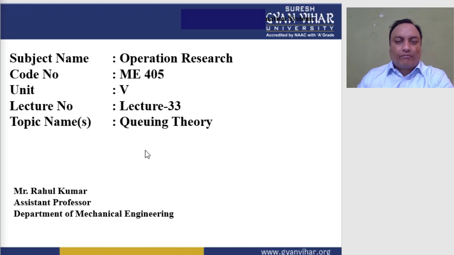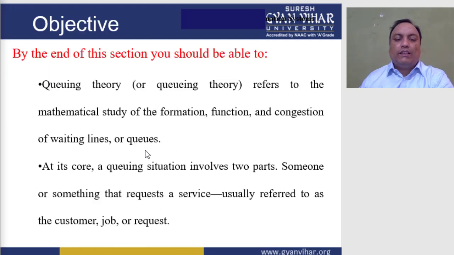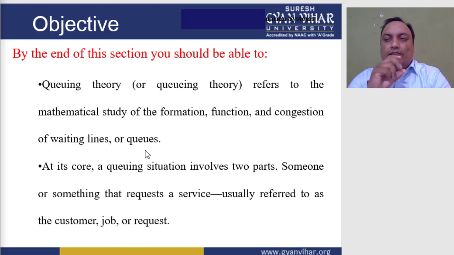These are the different objectives related to this chapter. By the end of this section, you should be able to understand queuing theory, that it is a mathematical model or mathematical study, how to solve problems with the help of queuing theory, and how to implement the function and conjunction of waiting lines or queues.